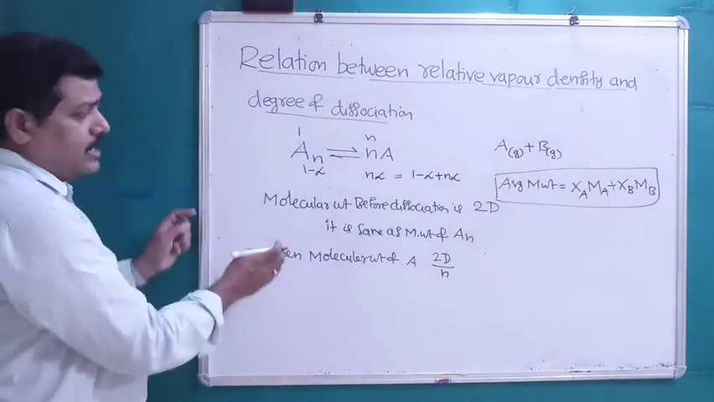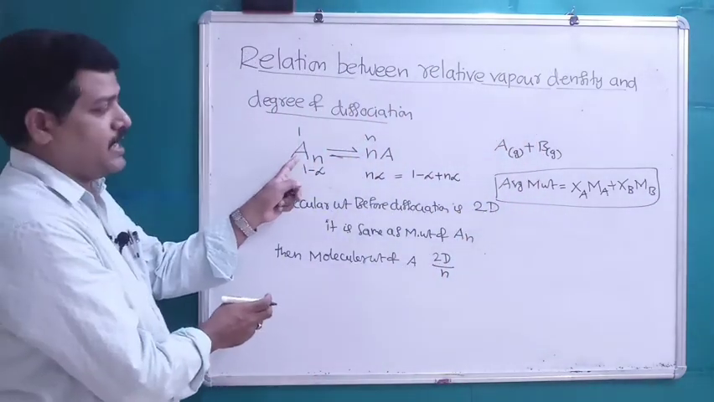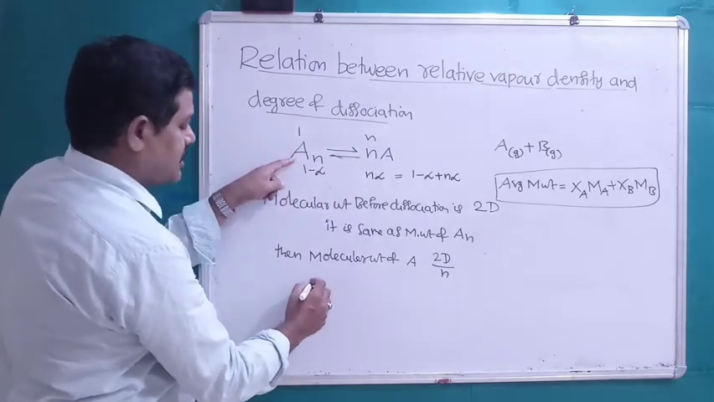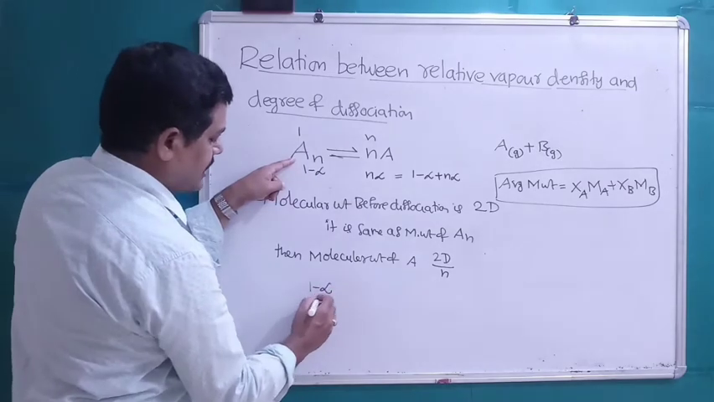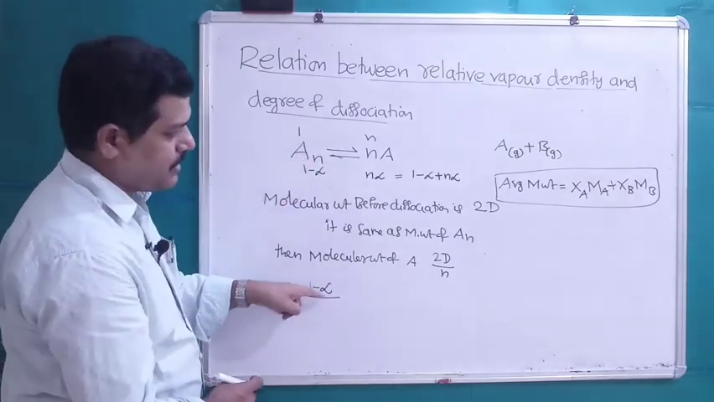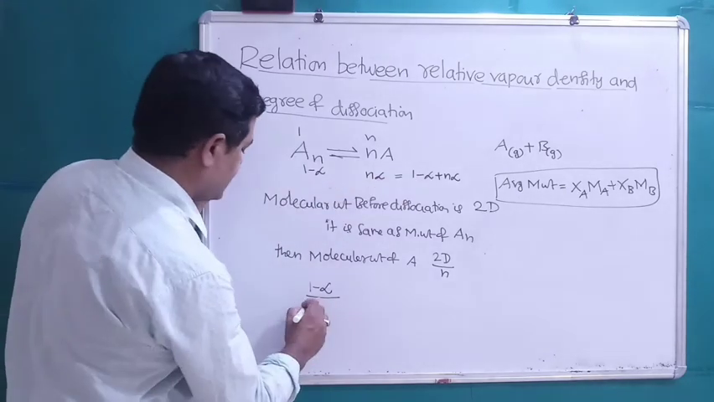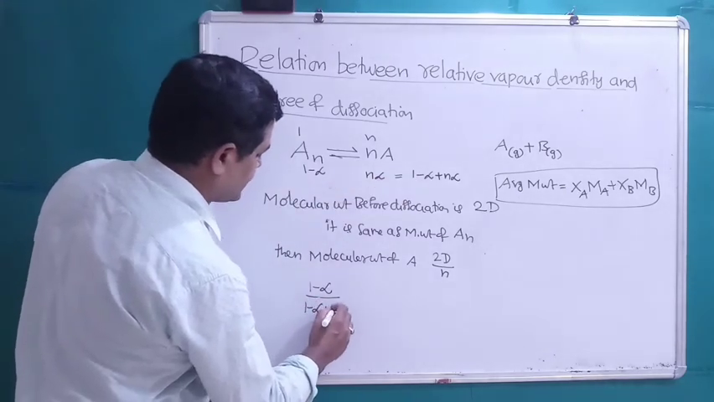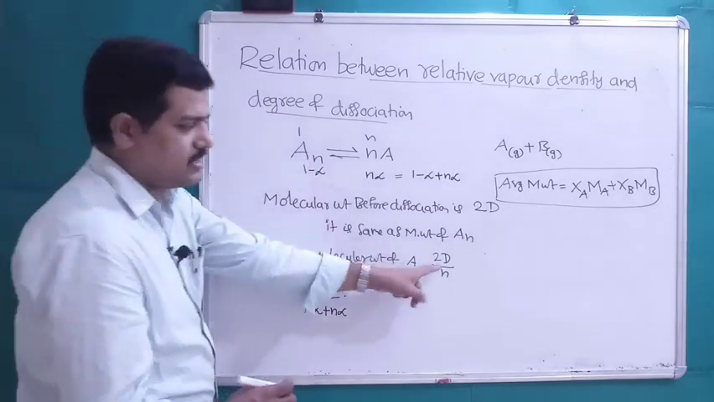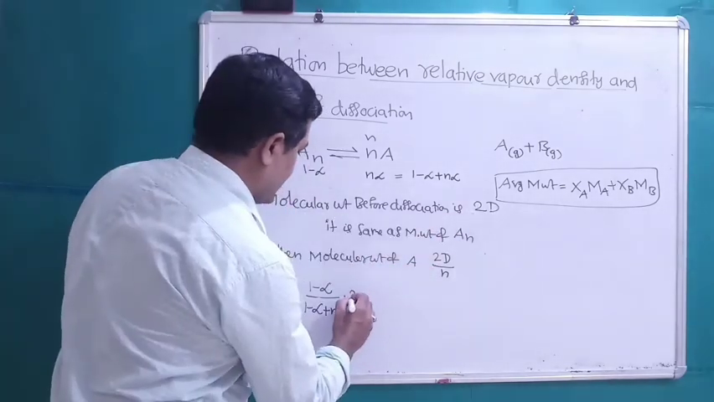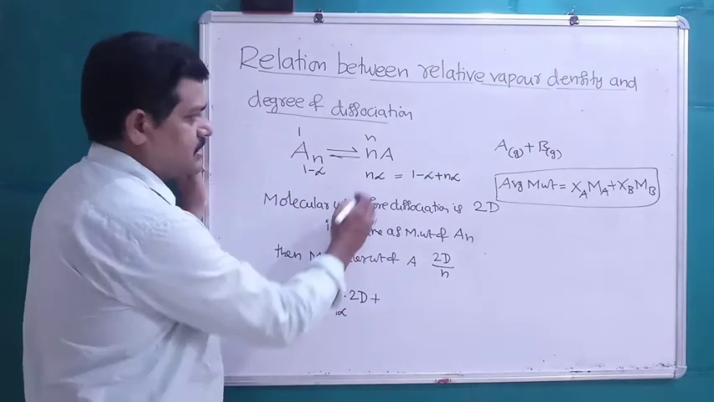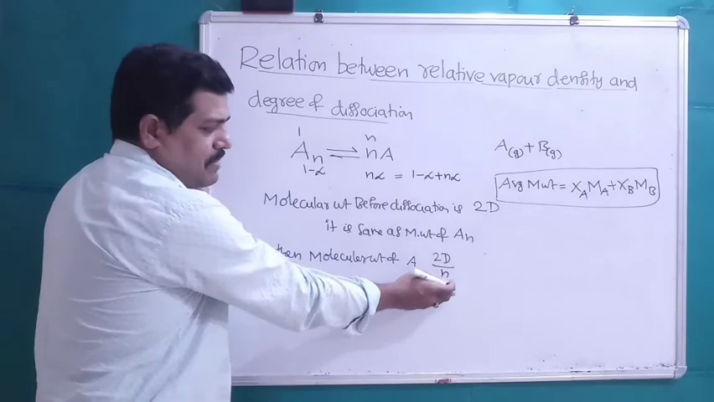Here, what is the mole fraction of AN? In the equilibrium condition, it is the number of moles of the component divided by total number of moles. Number of moles of AN is 1 minus alpha. Total number of moles is 1 minus alpha plus n alpha, into its molecular weight. That is 2D, the molecular weight of AN, plus the molecular weight for A, 2D by n.